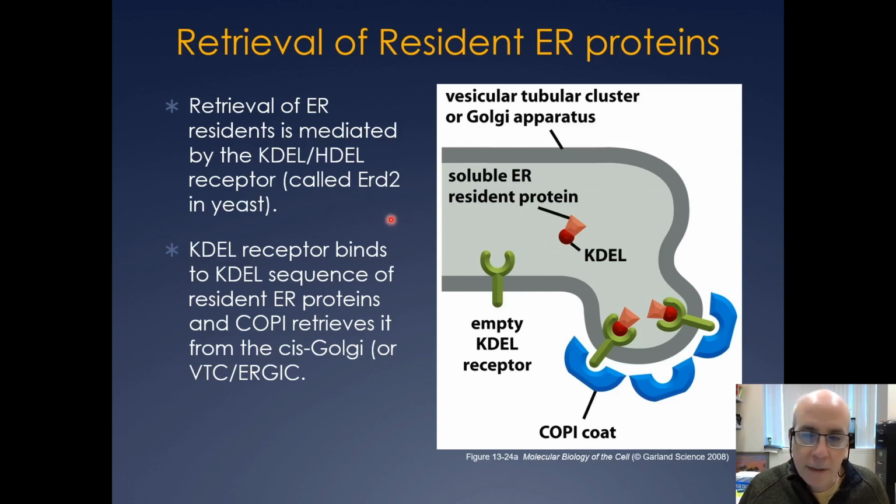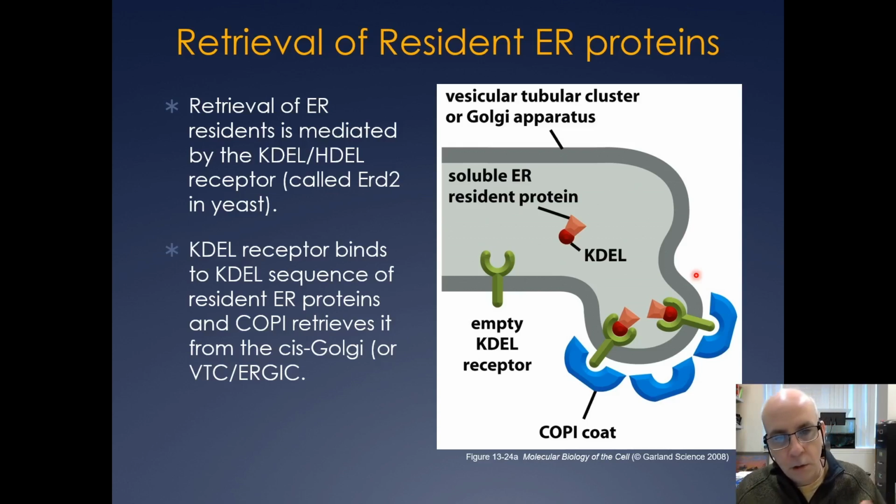So in the event that an ER resident protein gets inadvertently packaged into a COPII vesicle, and that vesicle then goes on to fuse to form the vesicular tubular cluster, which eventually will go on to become part of the Golgi, if that protein has a KDEL sequence, it will be bound by the KDEL receptor, and then that actually gets packaged into a COPI vesicle and retrieved back to the endoplasmic reticulum. And that way the cell doesn't have to continually make its soluble ER resident proteins.